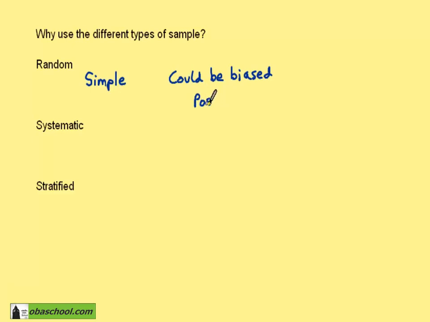For example, let's suppose we have a school which has equal numbers of boys and girls, and we think it's important to have an equal number of boys and girls. A random sample could quite easily produce a list that's all boys, or has a lot more of one gender than the other. So this is a disadvantage of the random sample, that we have no actual control over proportions.